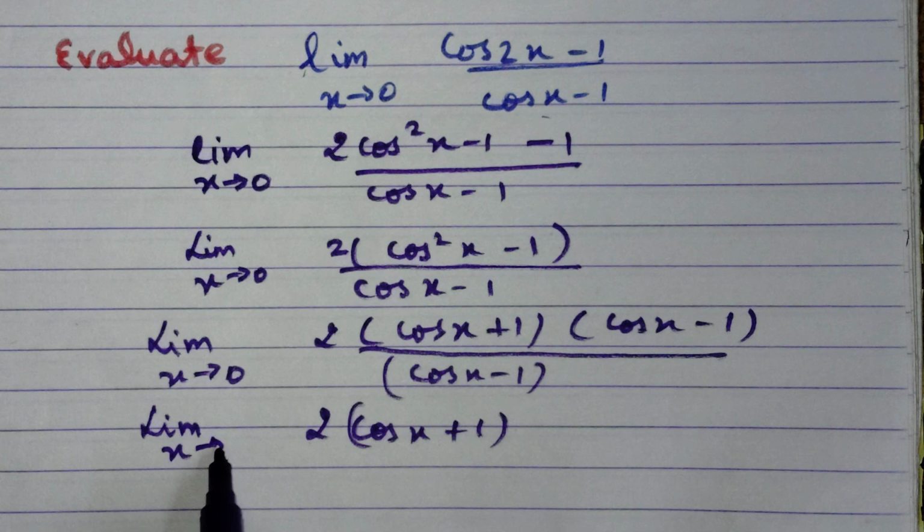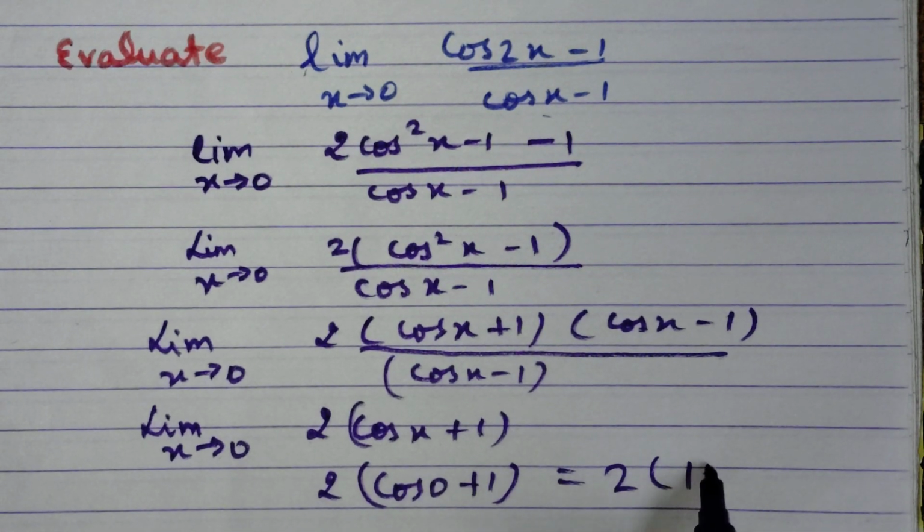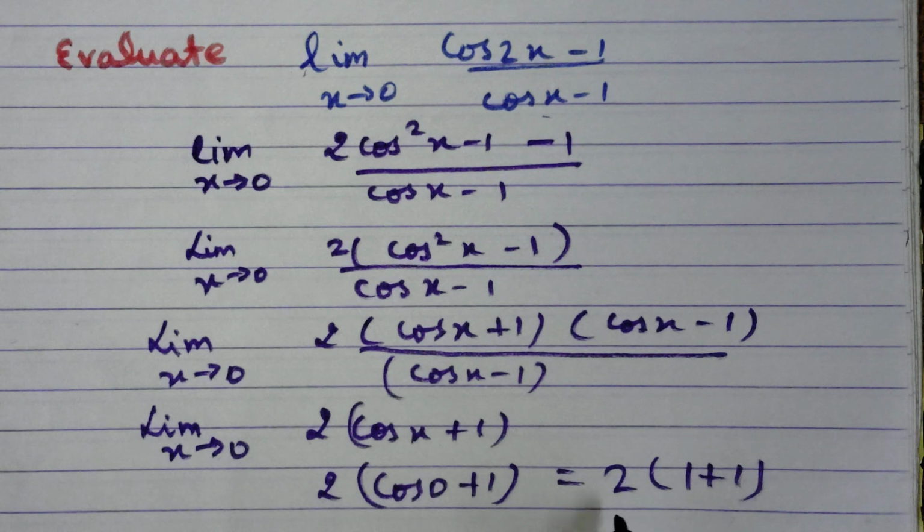So we replace x equal to 0 now. We get cos 0 plus 1. Cos 0 value is 1. So we get 2 times 1 plus 1. So 2 times 2 will give the answer, 2 into 2, 4. 4 is the final answer.